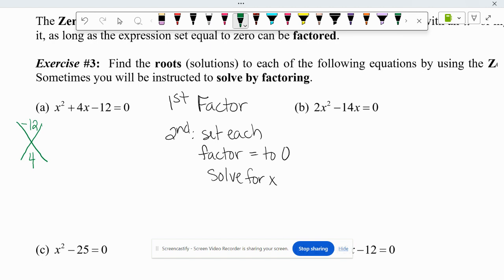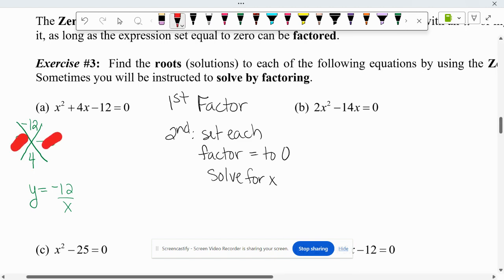How am I going to look at this in my calculator? Y equals negative 12 divided by x. Positive 2 and negative 6 will give me a negative 4 when I add them together. You're really close. Yeah, how about if we do positive 6 and negative 2? Just write it down, positive 6 and negative 2.